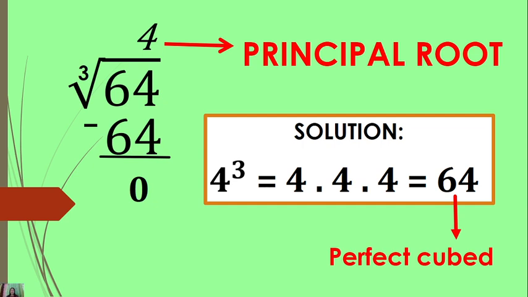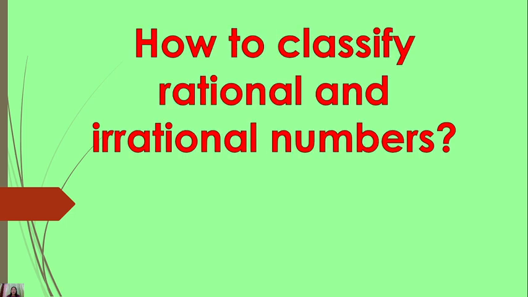64 is not a perfect square. Instead, it is called a perfect cube because the index is 3. If the index is 2, it is a perfect square. If the index is 3, perfect cube. If the index is 4, it is perfect fourth. Okay? 5, perfect fifth. So if the index is 5, you think of a number and then multiply it 5 times by itself. So that's all there is to it. And 4 is what we call a principal root. Okay, I hope you are following.